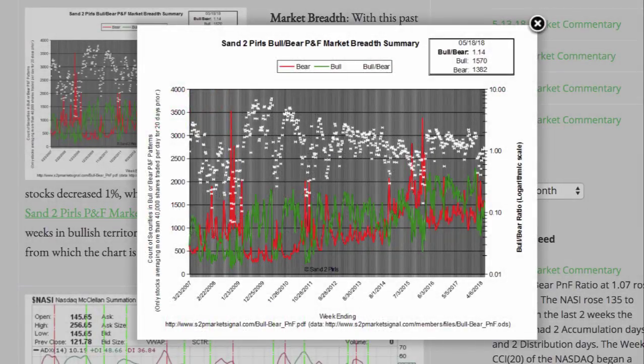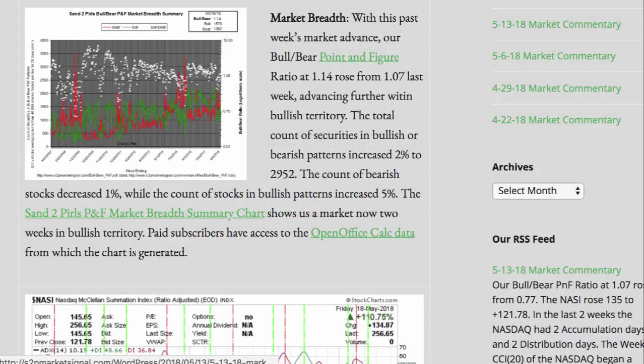Market breadth. With this past week's market advance, our bull-bear point and figure ratio at 1.14 rose from 1.07 last week, advancing further within bullish territory. The total count of securities in bullish or bearish patterns increased 2% to 2,952. The count of bearish stocks decreased 1%, while the count of stocks in bullish patterns increased 5%. The Pirls P&F Market Breadth Summary Chart shows us a market now 2 weeks in bullish territory.